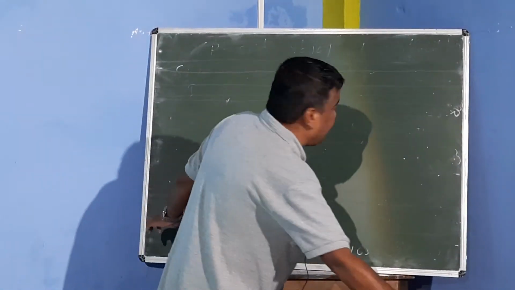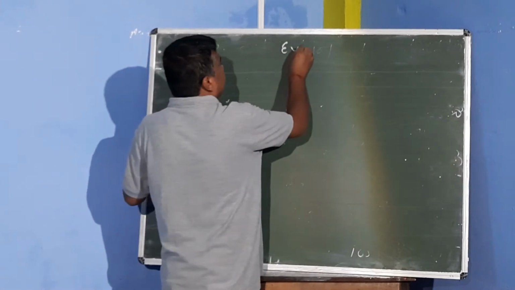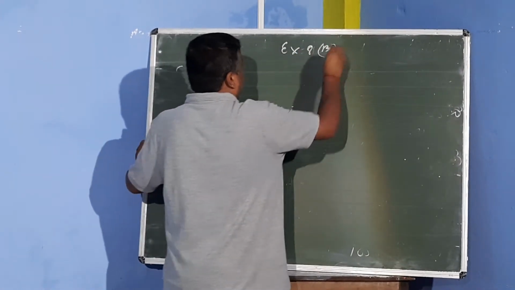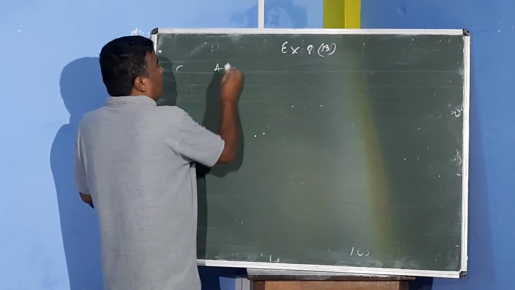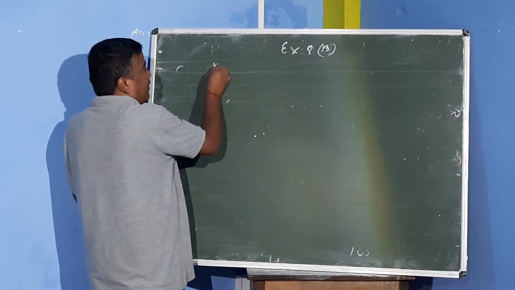Exercise 8B. There are two formulas for compound interest. Number one is when interest is yearly.